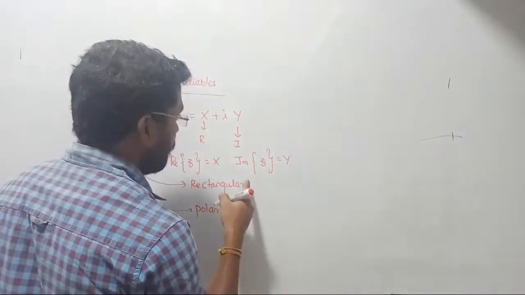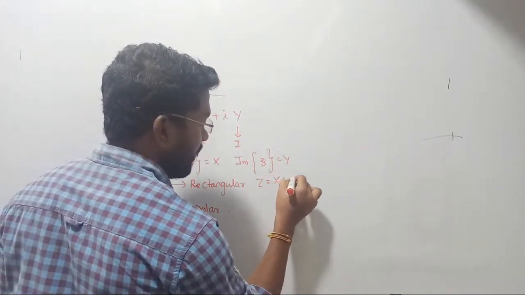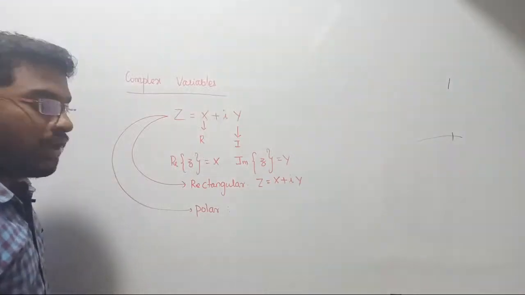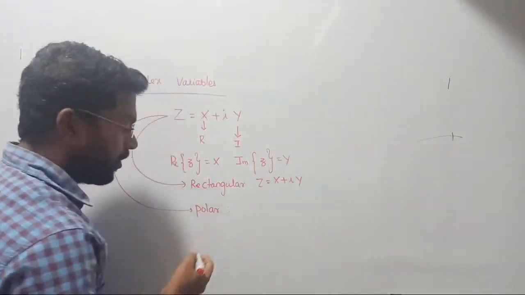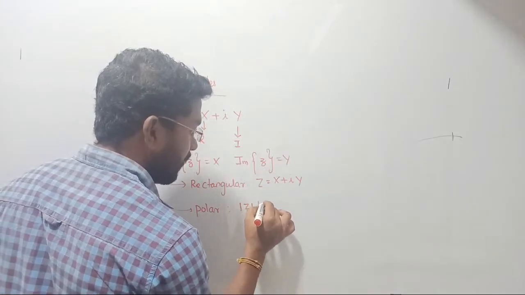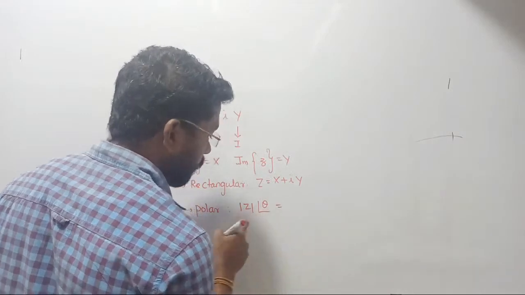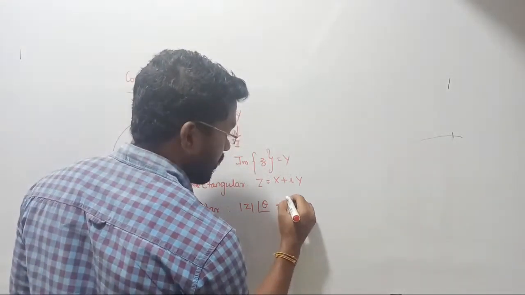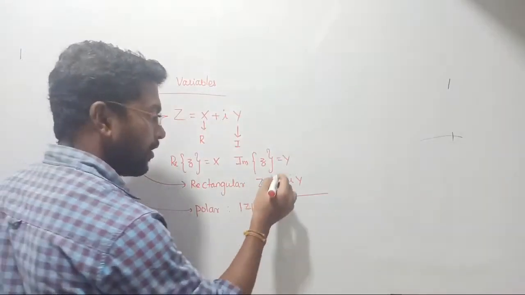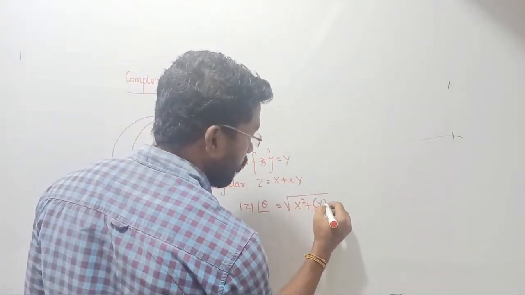In the rectangular domain, this variable can be simply represented as z equal to x plus i into y only. That's correct. But when we look at the same thing in the polar domain, it can be represented as mod z into a certain angle theta. Do you all agree with me? Yes. Now, how do I calculate the value of mod z? Mod z is known as the magnitude. How will you calculate it? Real term whole square plus imaginary term whole square.